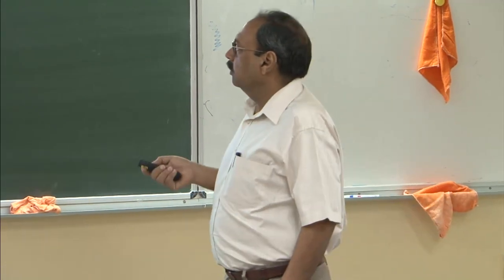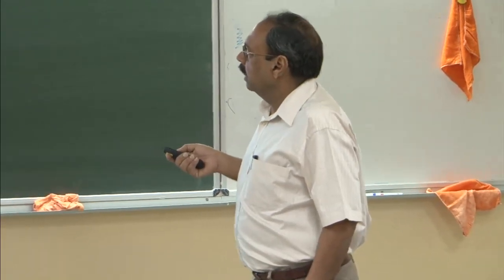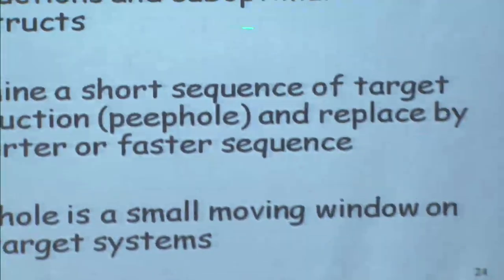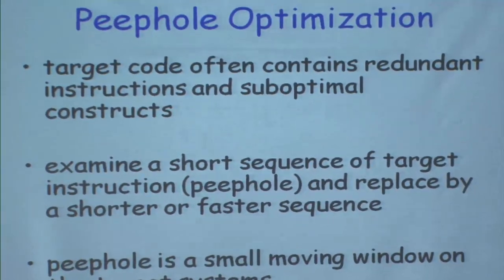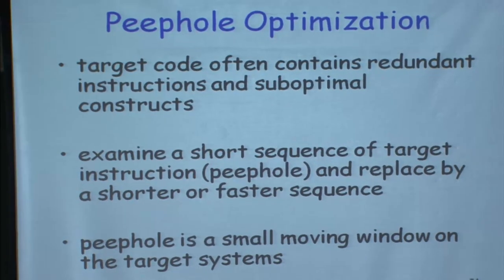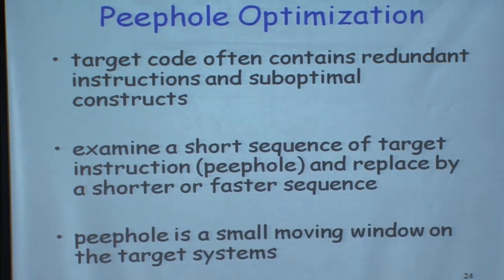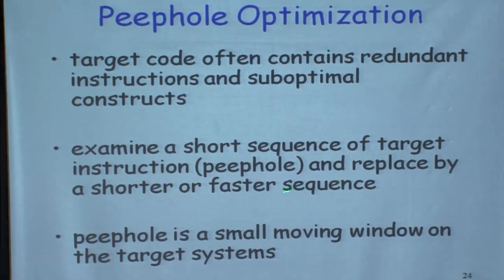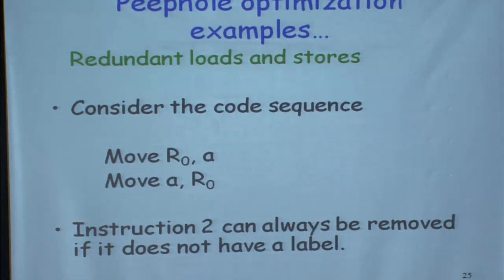Basically, what we are doing here is looking at the target code, which contains all the redundancies and suboptimal constructs, and we want to replace them by a shorter and faster sequence of target instructions. This is a small moving window on the target code. Okay, so let's look at what we are trying to do here.